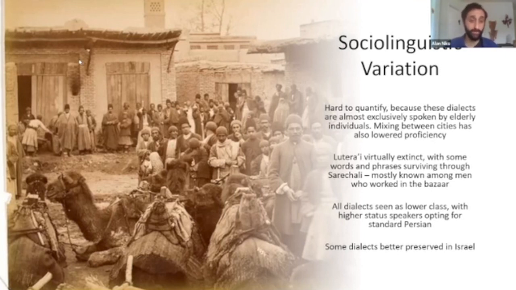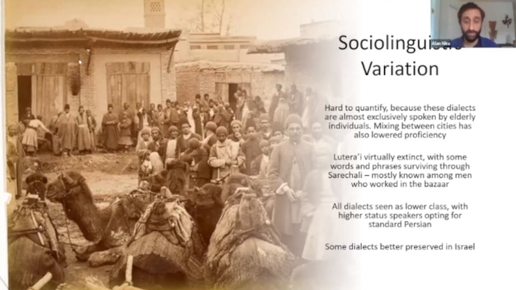And the people who speak these languages better are generally the ones who didn't become educated, didn't move to Tehran and learn standard Persian as well. Some dialects are better preserved in Israel because those people left Iran in the 50s from the small towns they were already in, and they went straight to Israel. And so they didn't really get this Persian standard education; they left when they were young.